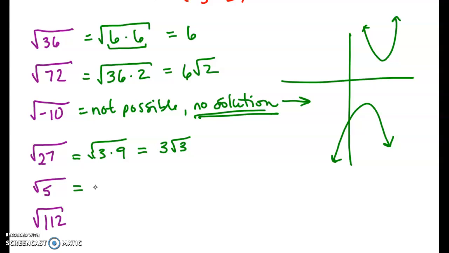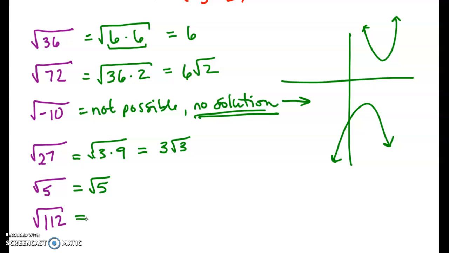Square root of 5. Only 1 and 5 multiply to that, so that would be our answer, and we would leave it like that. We could type that in your calculator and get a long decimal, but of course we want exact answers, not rounded off answers, so your answer would be left as the square root of 5.